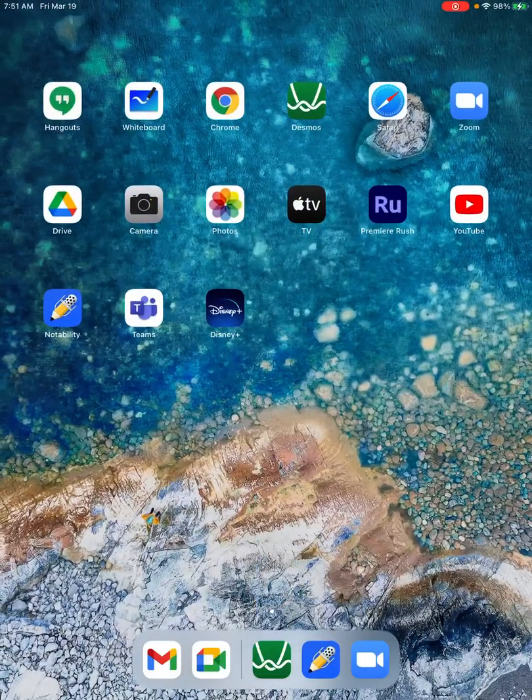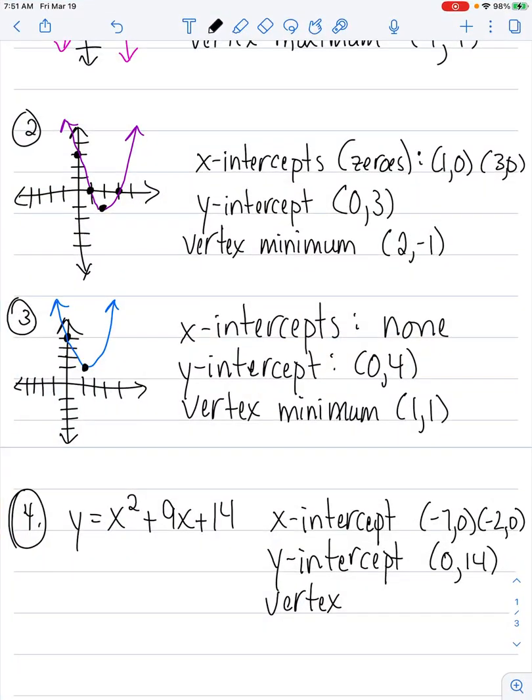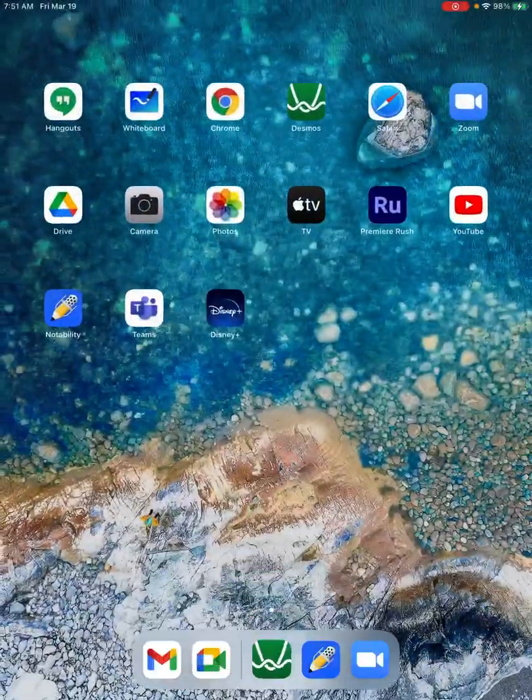And now let's go back and look at our vertex. First of all, is our vertex a maximum or a minimum? Well, it's at the bottom of the parabola. It's down low, so it's a minimum at -4.5. So it's a minimum. Let's go ahead and label that. Minimum at -4.5, -6.25.